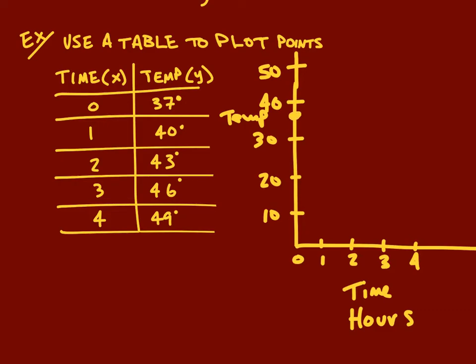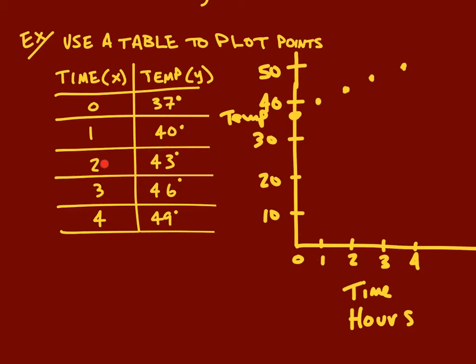At 1, after 1 hour, we're at 40 degrees. After 2 hours, we're at 43 degrees. At 3 hours, we're at 46, and at 4 hours, we're at 49. Now, this isn't exactly perfect, but that's the idea.